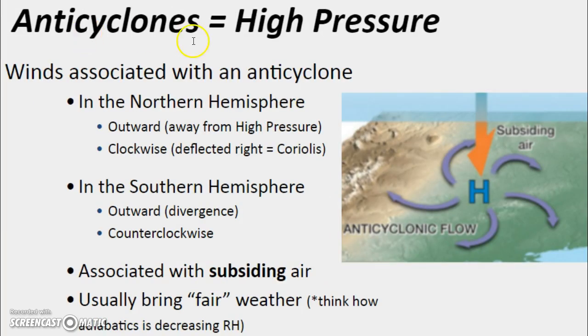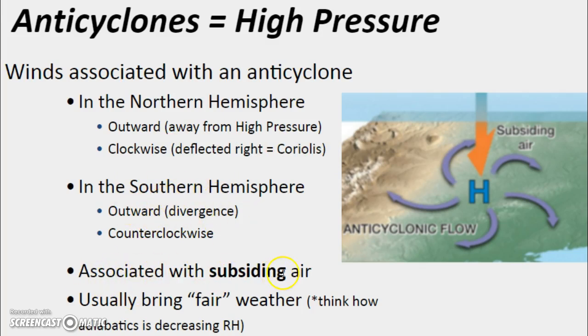Let's see here. Anticyclones, high pressure. Notice that we have air that's sinking from high elevation downward, and it's pushed outward. It's deflected to the right due to Coriolis. So in the northern hemisphere, air flows outward. It flows away from the high pressure. Remember, this is what's creating the pressure gradient force, high to low pressure. And they're deflected right because of Coriolis. In the southern hemisphere, it's just the opposite.